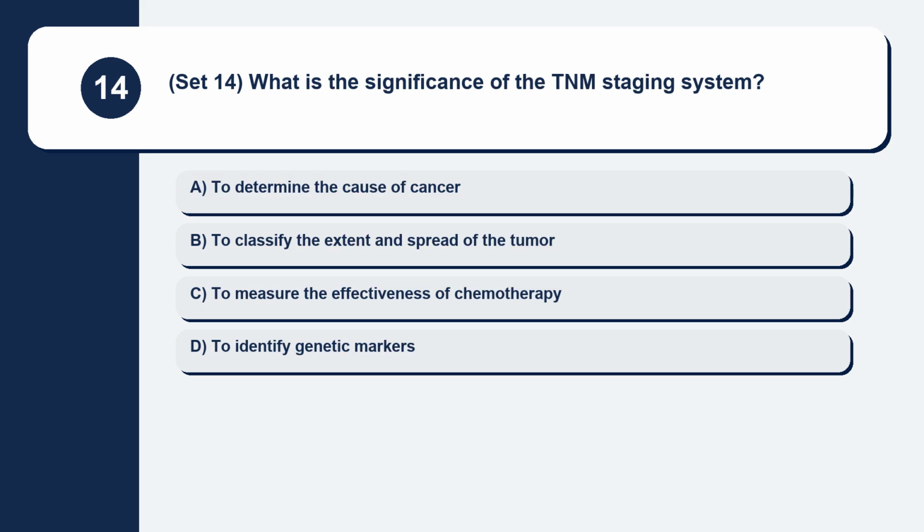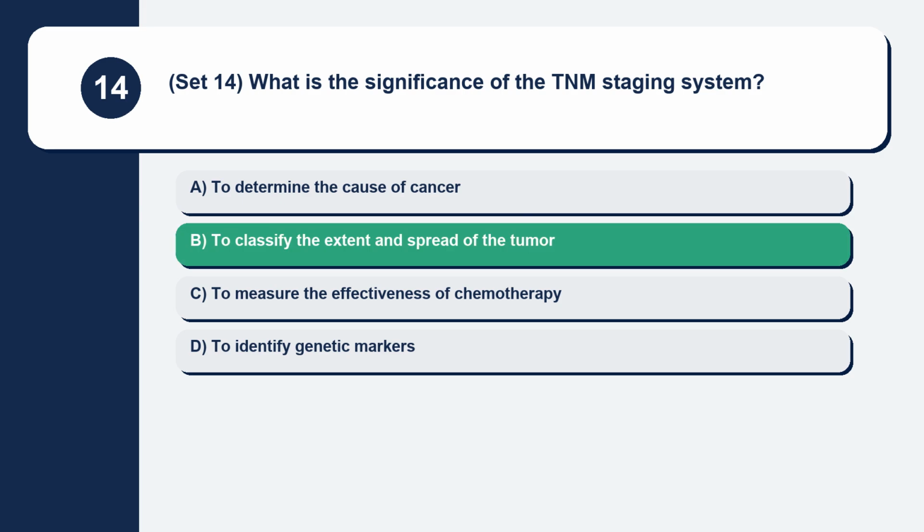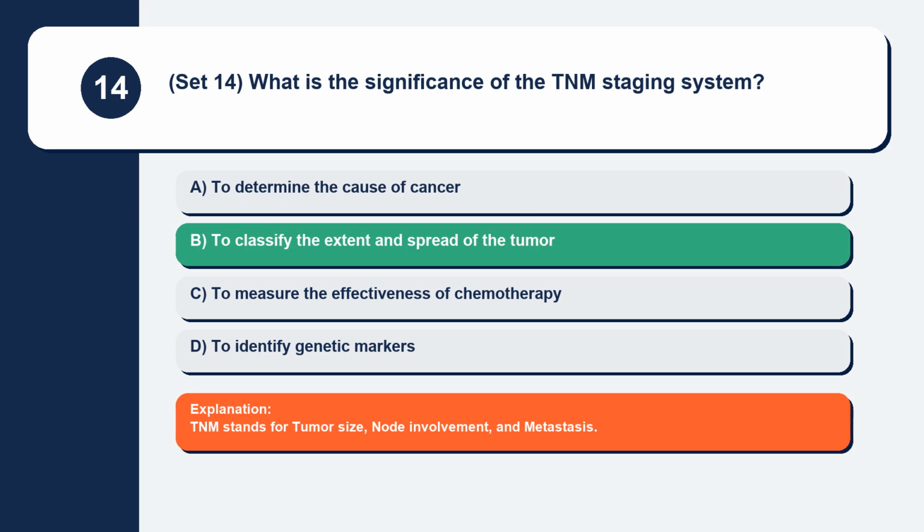Question 14. Set 14. What is the significance of the TNM staging system? To determine the cause of cancer, to classify the extent and spread of the tumor, to measure the effectiveness of chemotherapy, to identify genetic markers. TNM stands for tumor size, node involvement, and metastasis.